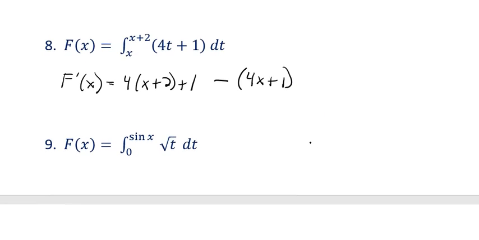Number 9, not going to a polynomial type situation, but we do know how to take the derivative of that, so that's fine. Taking our derivative, since the bottom number is a 0, I don't have to worry about subtracting. I just have to worry about plugging in the top and doing a chain rule because this is not a plain x. So I'm going to plug in the top. I have square root of sine x, and then I'm going to multiply by the derivative of the top, which is cosine x. I don't have to subtract again because of that number there.